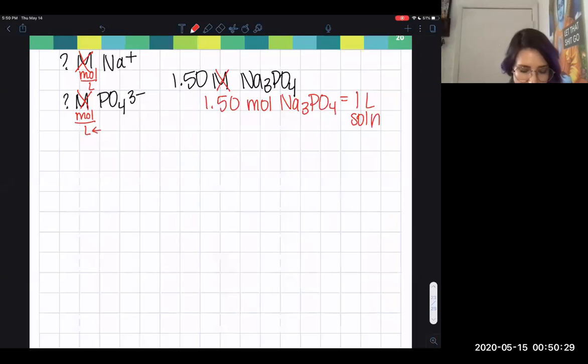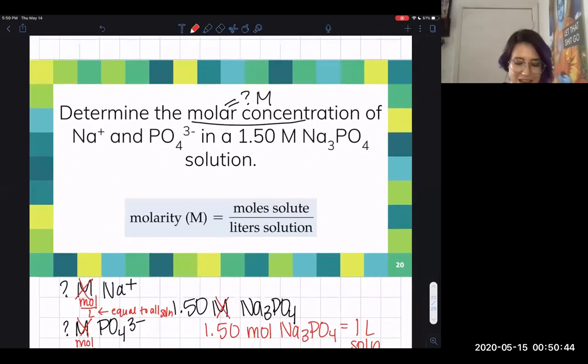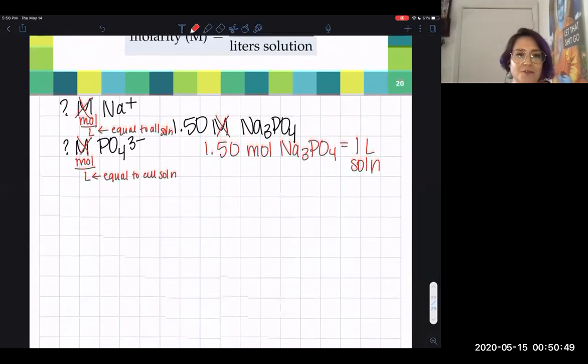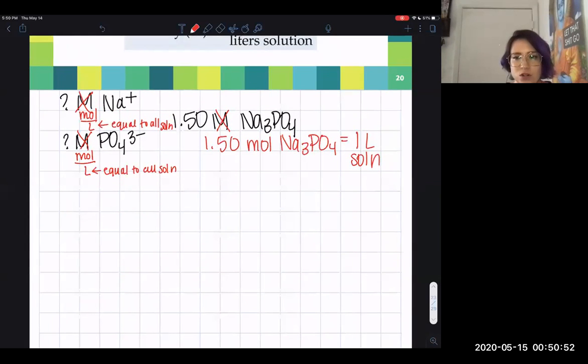Now this liter of solution is all the same. And I know that the solution amount is not changing because it just tells me, hey, inside this solution, what's going on? So we're not going to have to actually get rid of the liters of solution here. We want to keep the liters of solution. What I mean by that is that this liter of solution is the same as this liter of solution is the same as this liter of solution. So when I'm setting up my dimensional analysis, I'm not ever going to want to cancel liters of solution.